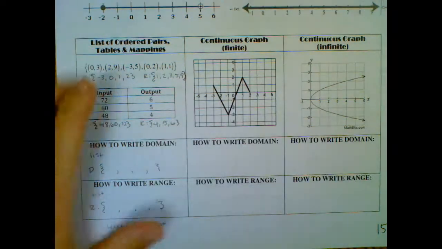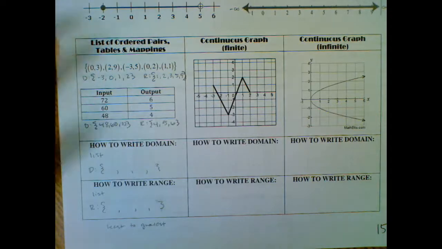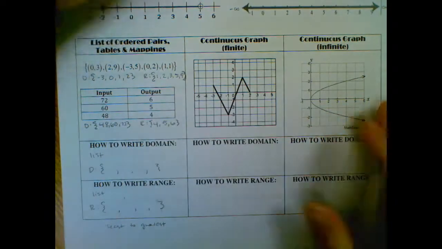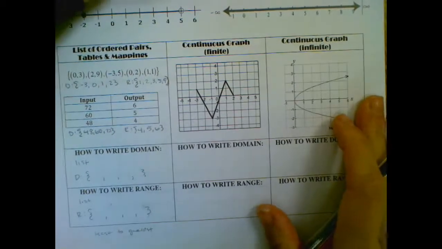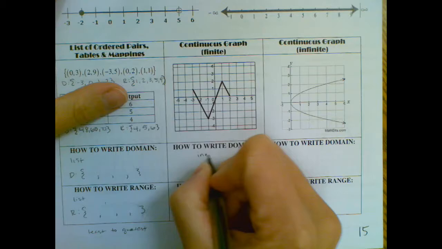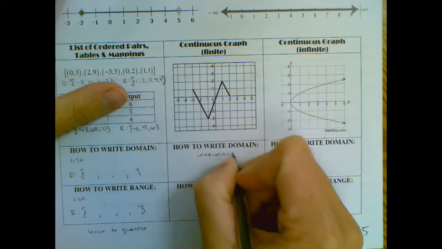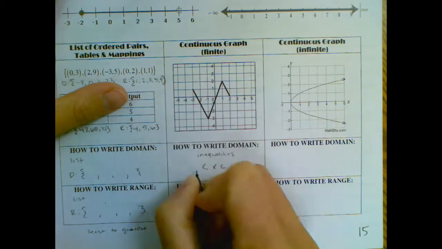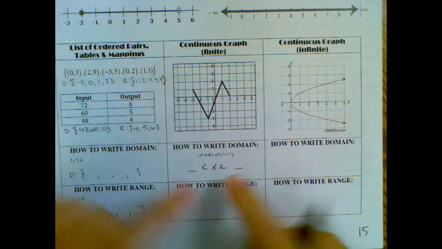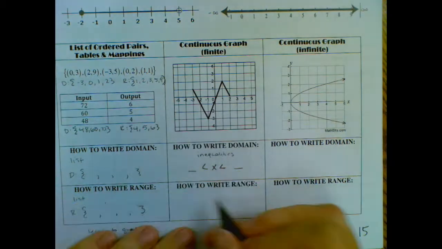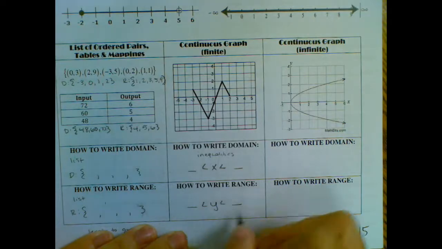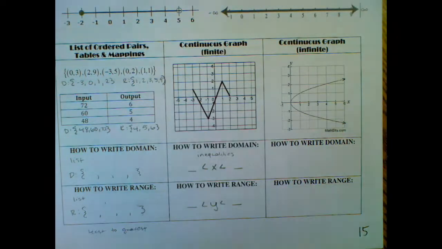So that's how we list if we have a table, if we have a set of ordered pairs, or if we have one of those maps with the different circles and arrows going to each thing. If we have a continuous graph, we write a domain with inequalities. So we always have some numbers here, less than symbols, and then another number there. Same thing for the range, except for the range we put y in the middle because we're dealing with y values.